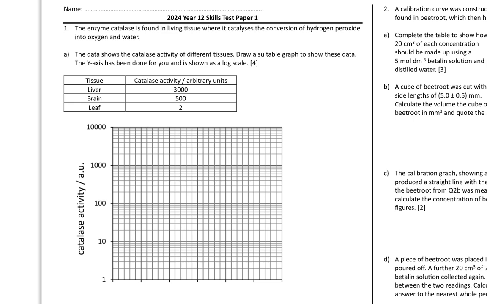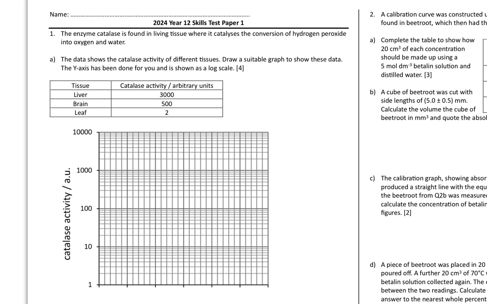So we've got an enzyme catalyzed reaction with hydrogen peroxide, and really that's irrelevant anyway. I've got data for three bits of tissue with different catalase activity. You can see that they vary massively. If I was doing a bar chart to show 3000, you wouldn't see the 2, so we've gone for a log scale graph here. You can see that on the y-axis. So we need to plot this graph.